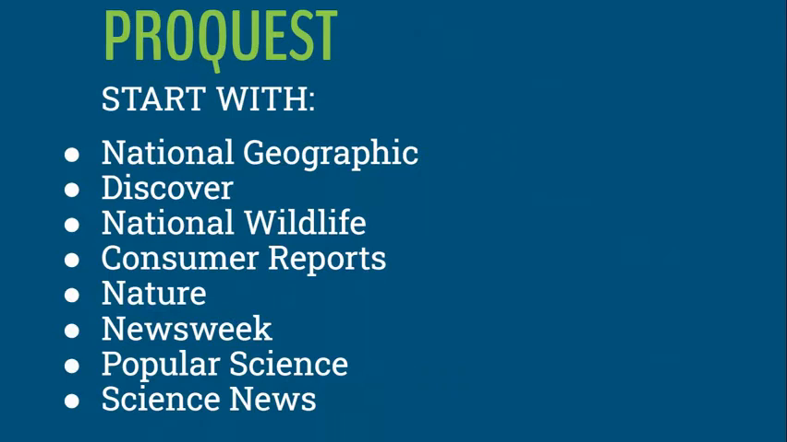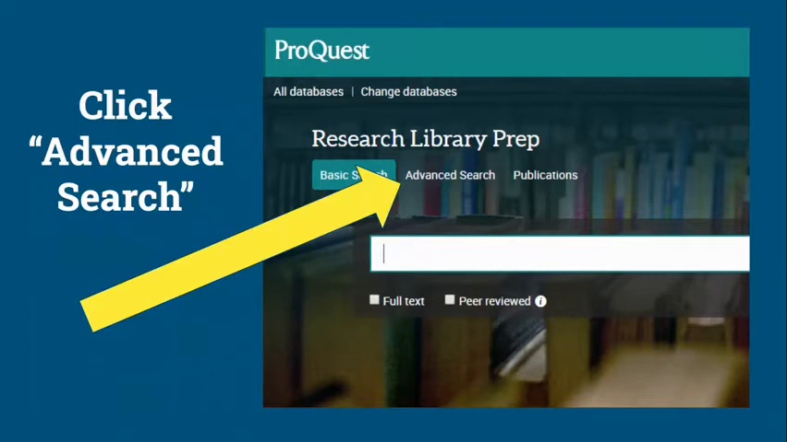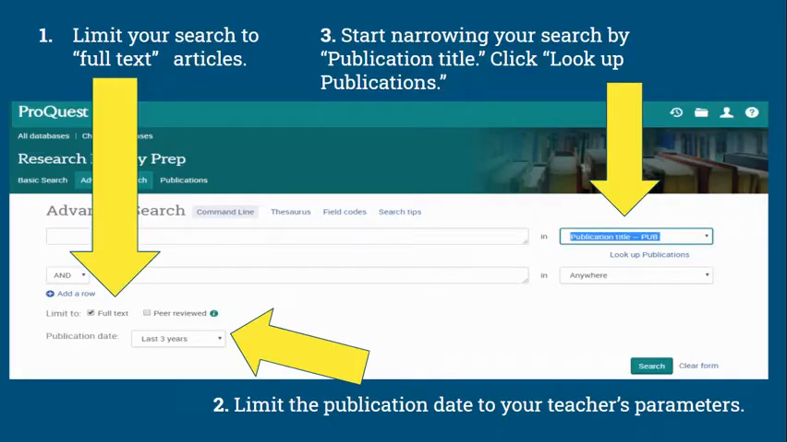In ProQuest, I'm going to suggest, and your teacher suggests, that you use these magazines and newspapers. You're looking at National Geographic, Discover, National Wildlife, Consumer Reports, Nature, Newsweek, Popular Science, and Science News. When you're in ProQuest, you can do a basic search, but your search won't be narrowed to those specific titles your teacher has assigned. So instead, click Advanced Search.